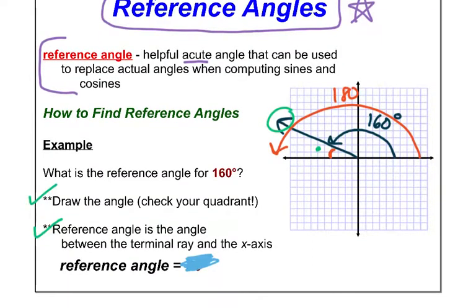And here, did you get it? It's 20 degrees. So my reference angle for 160 is 20 degrees. And I'll need that later when I try to do SOHCAHTOA on that angle. Instead of using 160, I'll probably do SOHCAHTOA on the 20 instead since it's smaller. But we'll deal with that later.